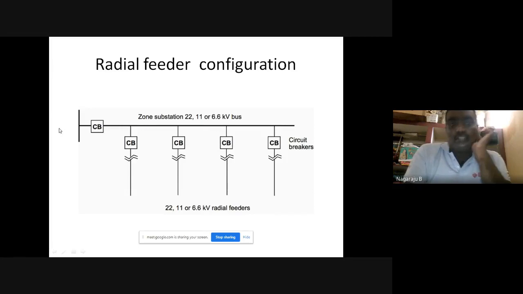From the substation you have one bus bar. That bus bar is connected to the feeder. The feeder is connected to one circuit breaker. Before the distributors' heading point, you have one circuit breaker. After that, four distributor points are there: 1, 2, 3, 4. The distributor lines also have individual circuit breakers.